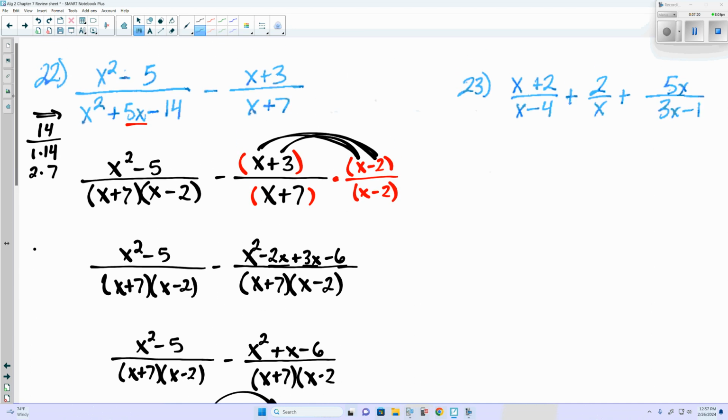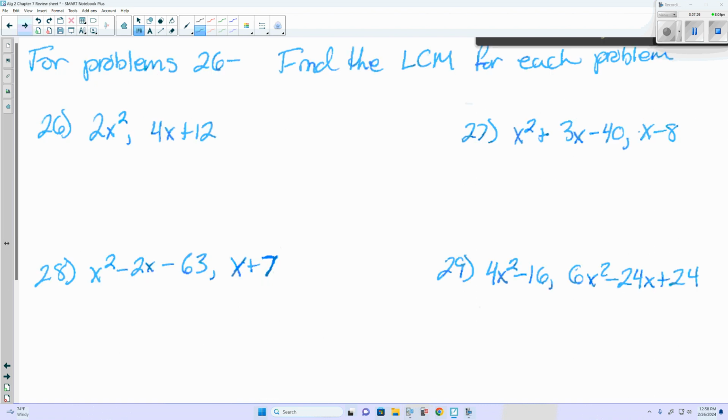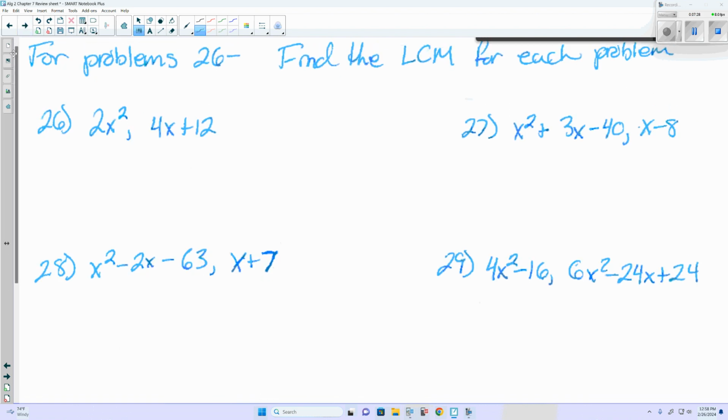We're not going to worry about 23 because there's not going to be one with 3 parts or as complicated as that. Next thing we're going to do is find the least common multiple for each set of expressions. I'm going to look at 26 and 29. Those are the 2 we're going to look at. And with least common multiple, we need to factor it down as far as it possibly will go.